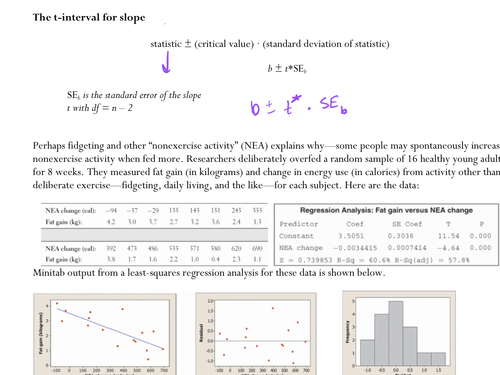So some things that are worth noting. The standard error of the slope is going to be calculated for you. You just have to know where to find it, okay? And then your degrees of freedom for a t-star, remember t's are based off of degrees of freedom, okay?